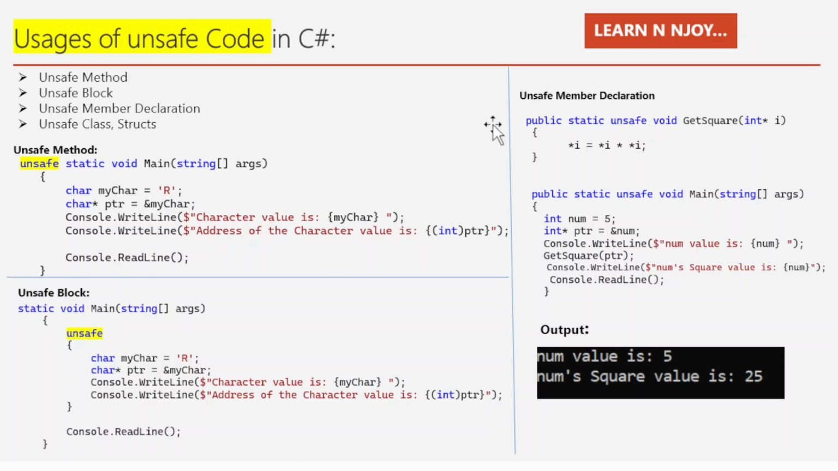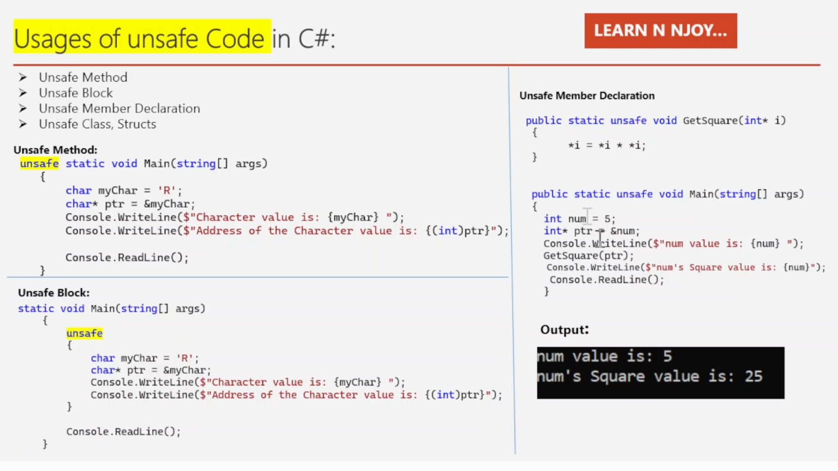Okay, now let's see the unsafe member declaration. So here I have written one method named getSquare that accepts an int pointer i, right? And it just stores the square value of the int. And if you notice, I marked the unsafe keyword over here, right? And there is a second method, which is the entry point of the program, that is also marked with the unsafe keyword over here, right?